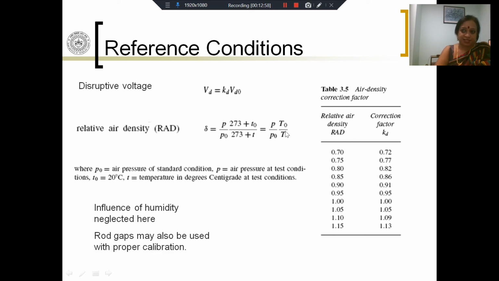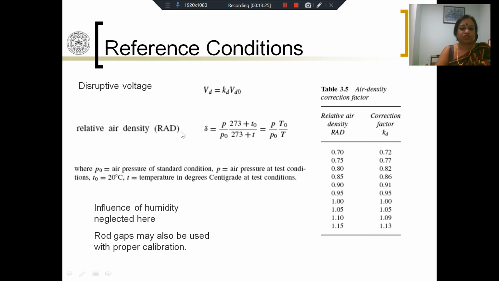P and T are the test conditions, and P naught and T naught are the room temperature or standard pressure and temperature. From this, you obtain RAD, and then you use the RAD to obtain the correction factor KD. So, for example, if you have a relative air density of 0.85, the correction factor is 0.86. So, if you measure 10 kV breakdown, the real breakdown voltage would be 0.86 into 10, which is 8.6 kV.